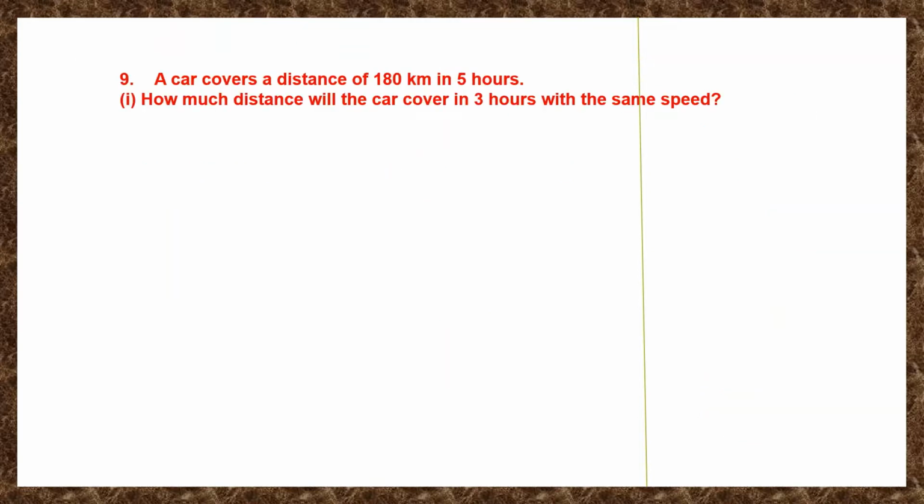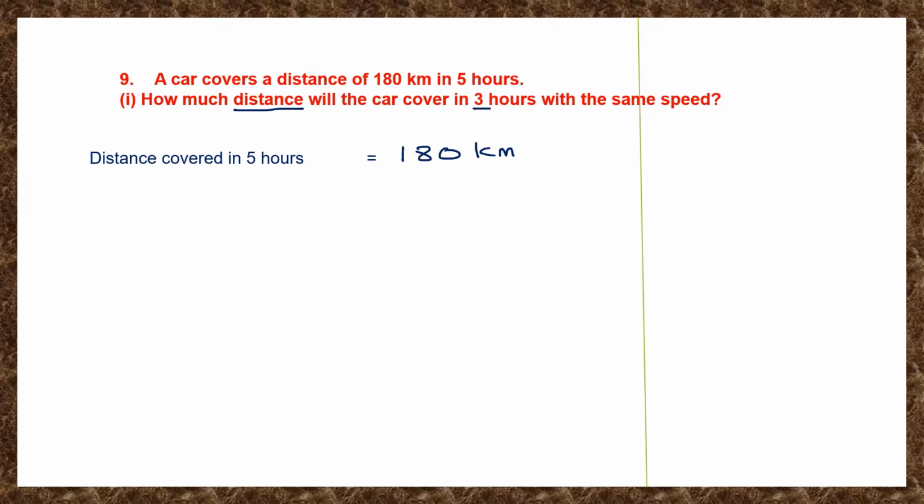Question 9. A car covers a distance of 180 kilometers in 5 hours. How much distance will the car cover in 3 hours with the same speed? Again here they've asked us how much distance. They're talking about the distance, so our statements also can start with that. Distance covered in 5 hours has been given to us. That is 180 kilometers. Now we've been asked to find how much the car will cover in 3 hours.